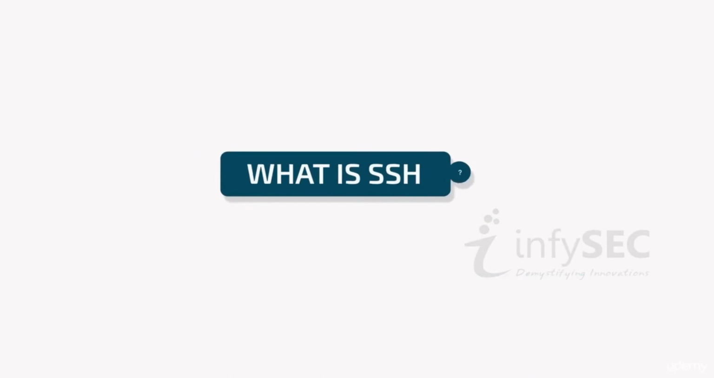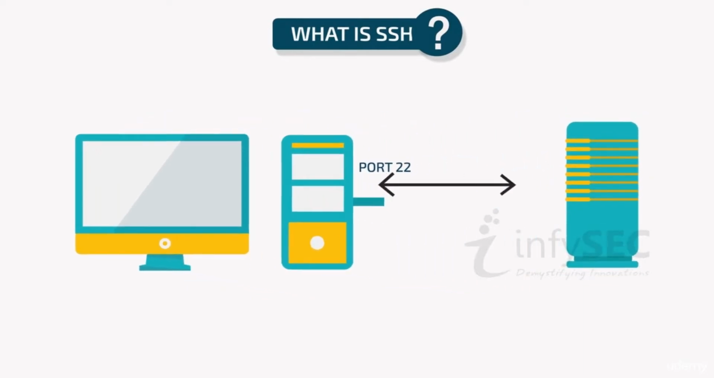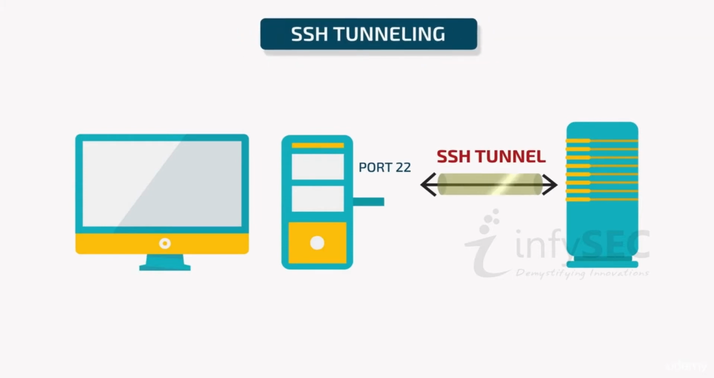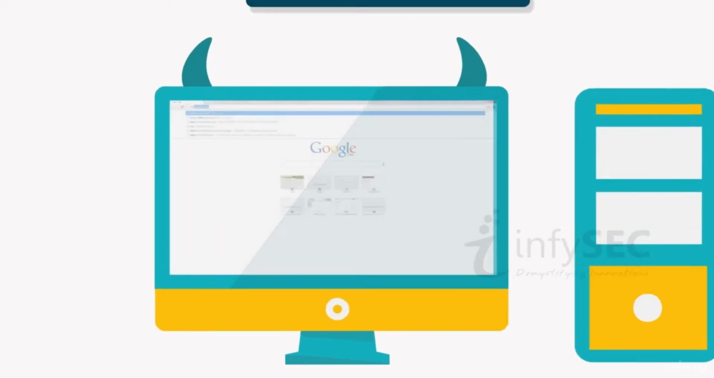SSH tunneling. What is SSH? Secure Shell is a protocol that runs on port 22 to ensure secure data communication between two systems. This secure data communication is achieved by establishing an encrypted channel called an SSH tunnel. The process of creating the channel is known as SSH tunneling. Let's see how an attacker makes use of SSH tunneling to mask his identity.